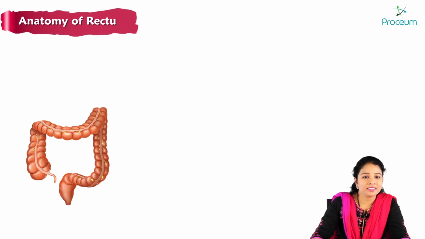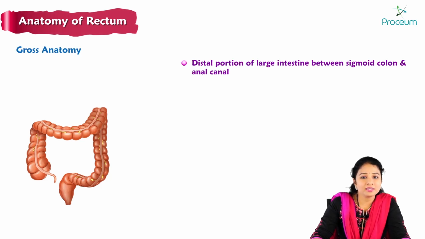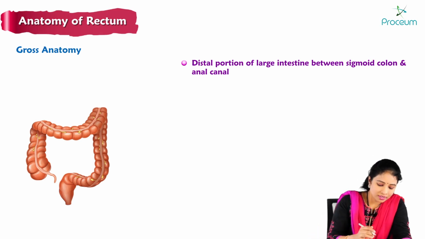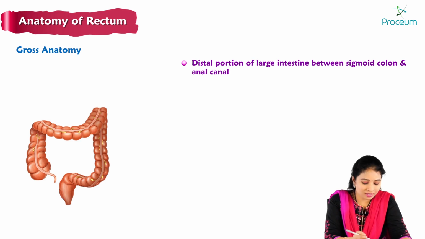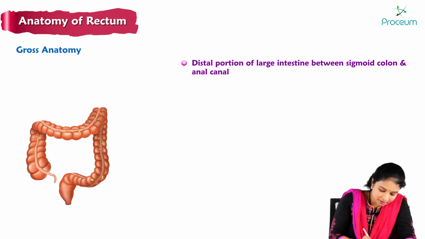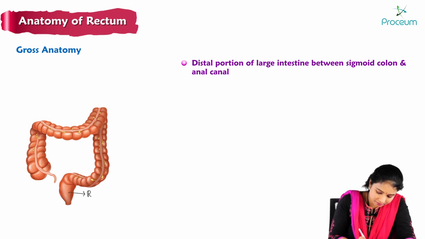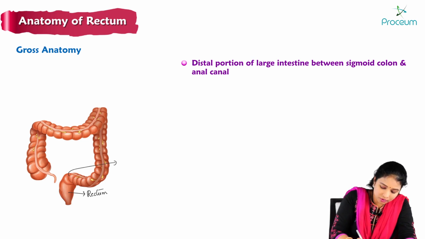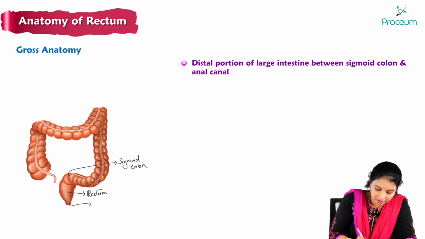Anatomy of the rectum. The rectum is the distal portion of large intestine between the sigmoid colon and anal canal. So here we can see an image of large intestine where the rectum is here. This is the sigmoid colon. And terminally, anal canal.